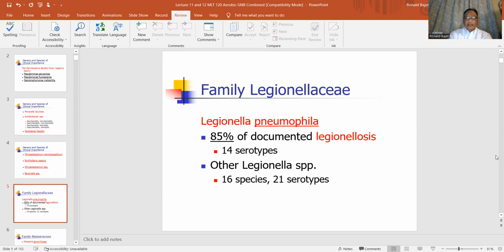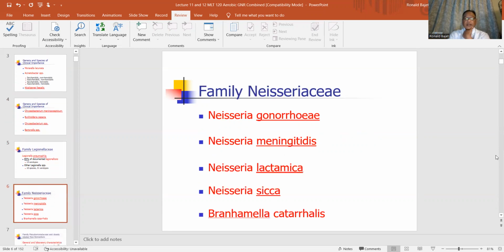All right, family Legionella, okay, Legionella pneumophila. 85% of documented legionellosis is caused by Legionella pneumophila. There are several serotypes, 14 serotypes, 16 species, and 21 serotypes. So there are a lot of organisms in this group. There are different serotypes and different species. I'm also going to be talking about Neisseria species. Neisseria gonorrhoeae, meningitidis, lactamica, Zika, and Branhamella catarrhalis.